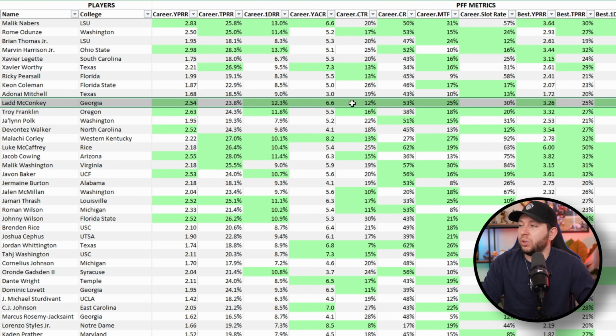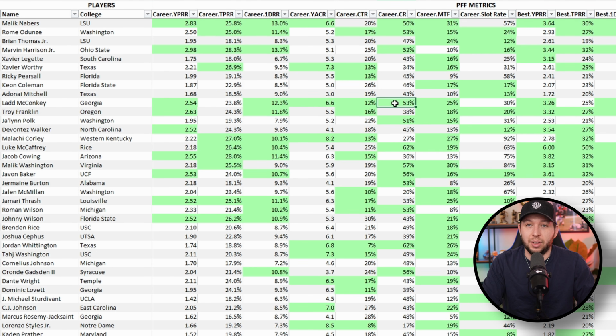He had only 12% contested catch targets. So only 12% of his targets were contested, which is also a very good indicator, because that usually means the other 88% he was not contested for, which usually means you're a very good separator and a very good route runner if you're not getting contested targets. But when he did get contested targets, he brought them down at a 53% clip. So that means he was winning them more often than not for the entire career when he did get those contested catches. So you love to see that.